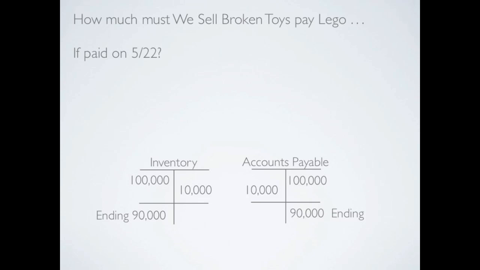So how much must We Sell Broken Toys pay Lego if paid on May the 22nd? Well, 15 days is our discount period. And if we purchased them on May the 6th, then the last day of the discount period would be the 21st. So we are not paying within the discount period here. Therefore, we need to pay the entire amount owed. So looking at our T accounts here, we see that we owe $90,000. So we'll need to debit accounts payable for the $90,000. And of course we're paying cash, so we'll credit cash for $90,000.